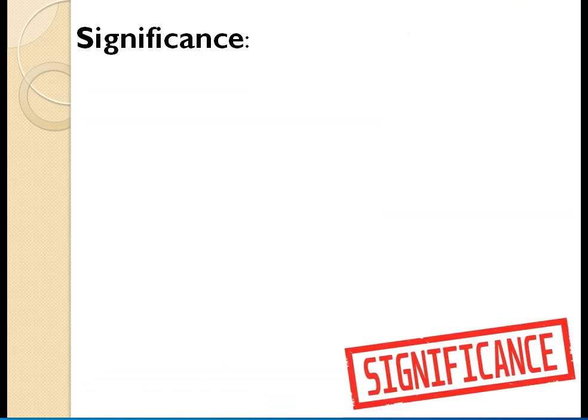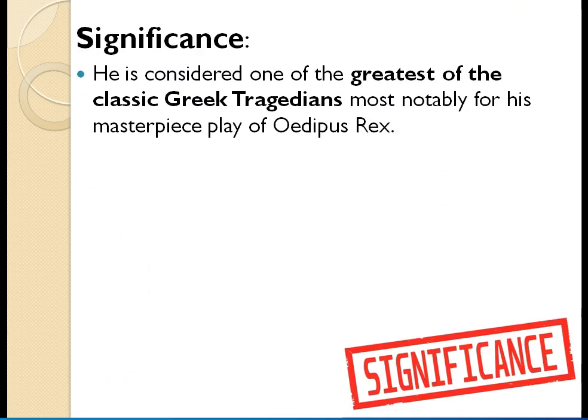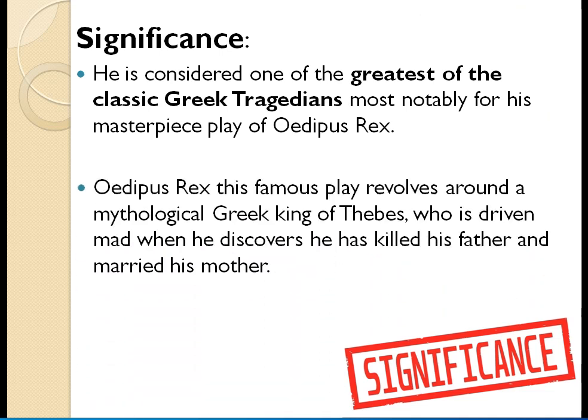406 BC. Significance: he is considered one of the greatest of the classic Greek tragedians, most notable for his masterpiece play of Oedipus Rex. This famous play revolves around a mythological Greek king of Thebes, who is driven mad when he discovers he killed his father and married his mother. So, the significance is he is the greatest of classic Greek tragedians.